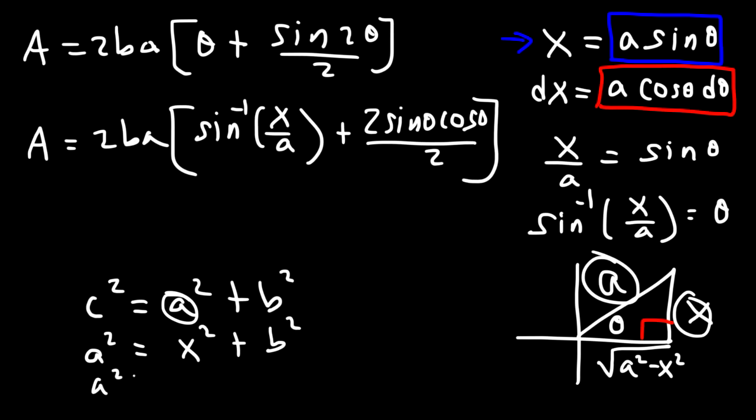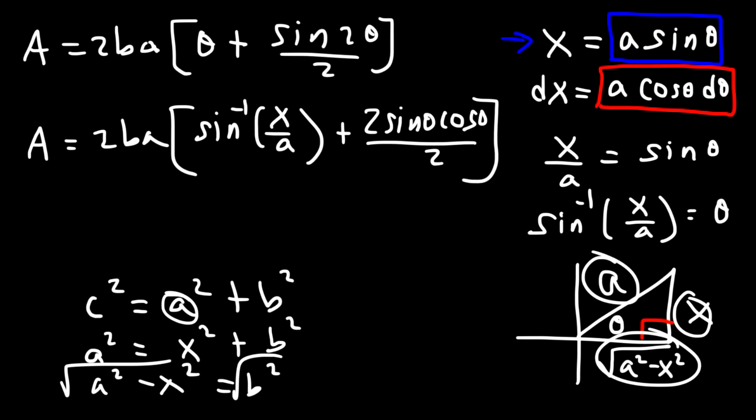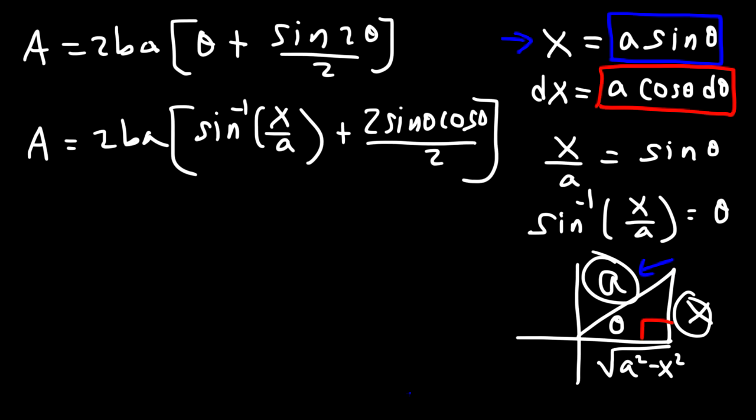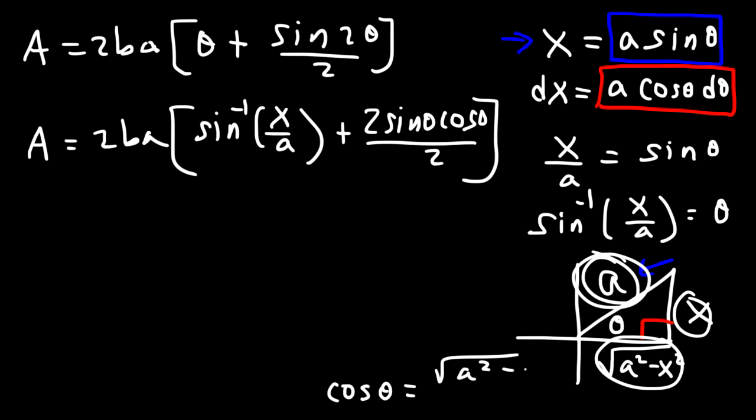So b squared will be a squared minus x squared. And so taking the square root of both sides, b will be the square root of a squared minus x squared. It could be confusing because we have two different a's here. But the a that we're dealing with is really the hypotenuse, so just be careful with that. So now we can evaluate cosine theta based on the triangle. Cosine is the adjacent side divided by the hypotenuse. So it's going to be the square root of a squared minus x squared divided by a.